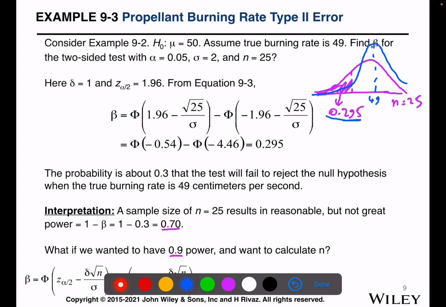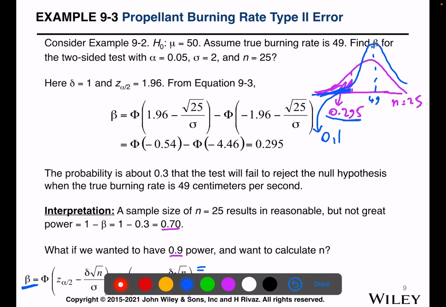So now this area will be 0.1, right? So here I showed visually how to do that. Mathematically, what we want is basically this equation. This is the equation for beta, right?